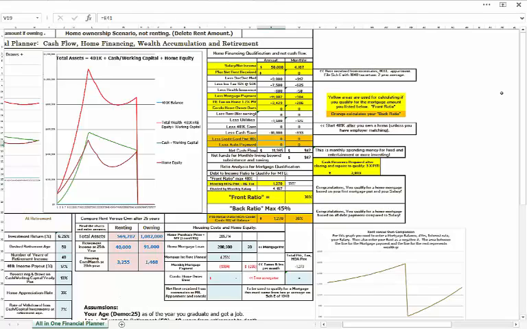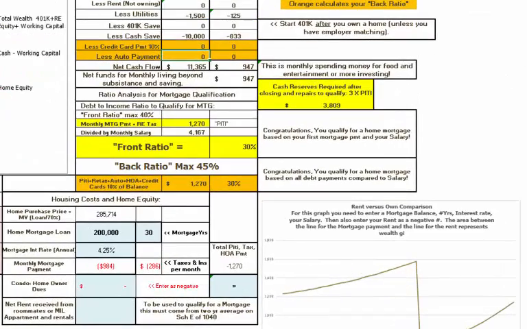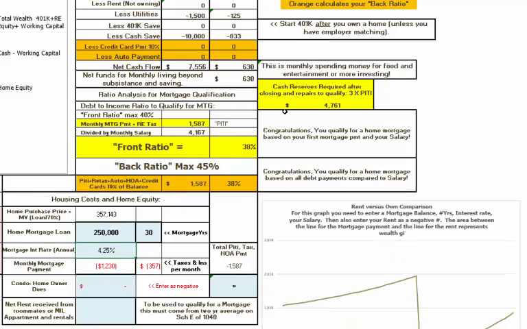Well, let's take a look at some other ways you can use this all-in-one financial planner. Let's take a look at the most we can afford with our income. We've got no other debt going on here right now, so we're in pretty good shape. Let's go up to $250,000. Let's see if we can afford that. It says congratulations, we do qualify on both front and back ratios. 260. Okay, we're still good. Go to 270.